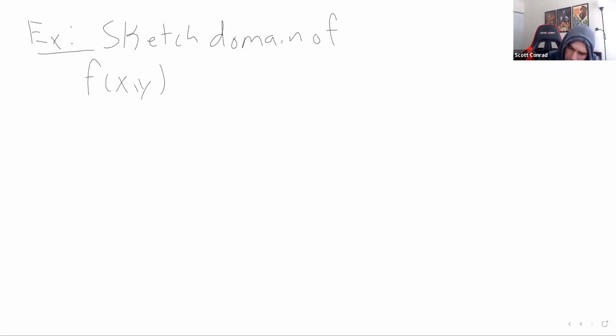So we don't usually talk too much about the domain and range, but let's make sure we know how to deal with those. So let's sketch the domain of the following function. f of x, y is the square root of 9 minus x squared minus y squared.